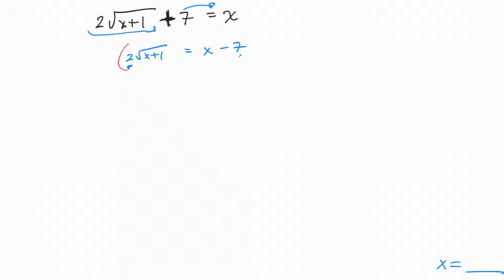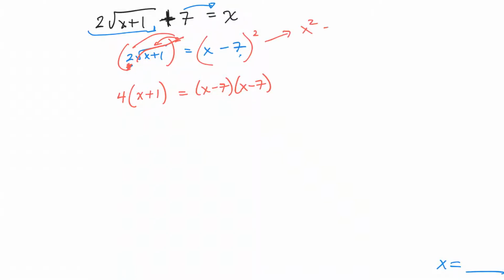So I'm going to square this side and square this side. When you have a 2 out front, you've got to square the 2 and this radical term. So when you square the 2, you get a 4. And when you square the radical, those cancel out, leaving you with just x plus 1 is equal to, and then on this side, I've got x minus 7 times x minus 7. Careful that you don't just take that and go x squared minus 49 or plus 49 or something. That's incorrect. You have to FOIL that whole thing, which we'll do now.